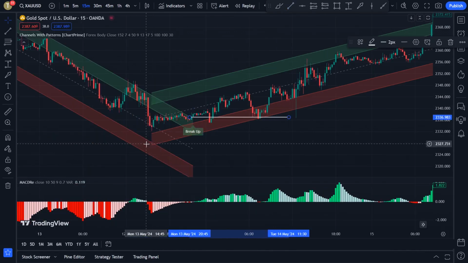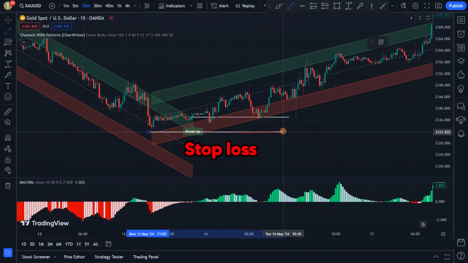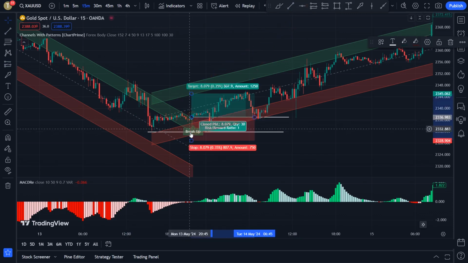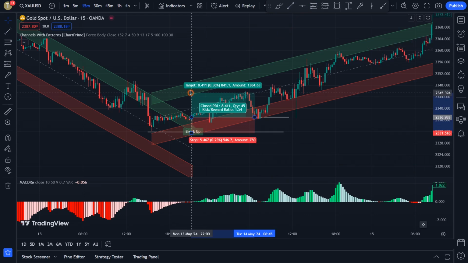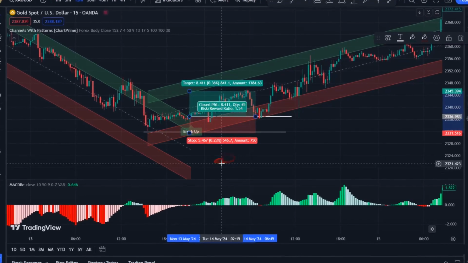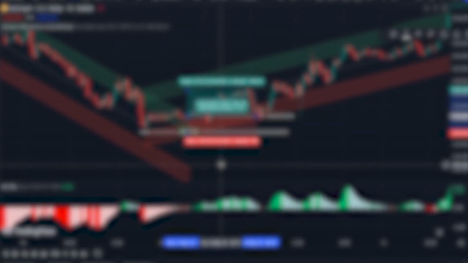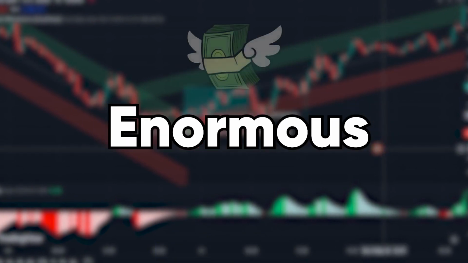But never forget to set a stop loss for your trades. Find the last swing low and place your stop loss slightly below that level. For take profit, consider a risk to reward ratio of 1 to 1.5 and wait for the trade to close with profit. For money management, I suggest that you enter only 1 or 2% of your total account balance in each trade to avoid enormous losses.